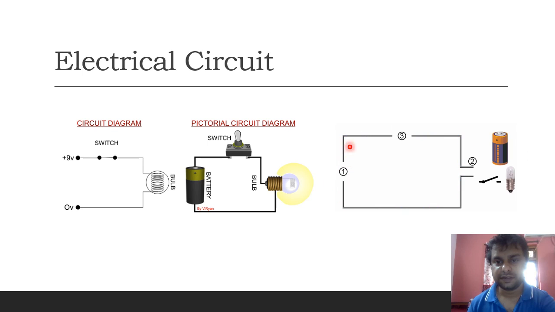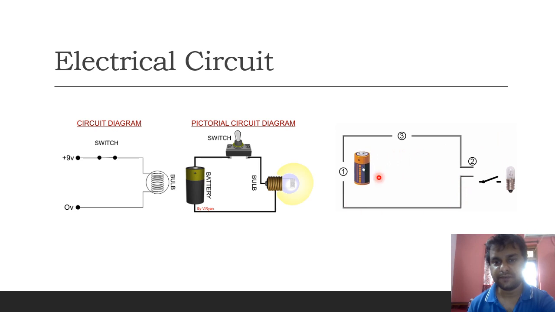So if you have a look over here, there's a battery that is put over here for potential difference. This is the switch, and here's the bulb. So the bulb will light only when the switch is on. When the switch is on, you see these blue dots, these are actually the electrons.